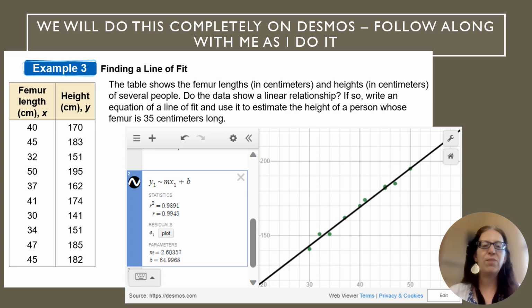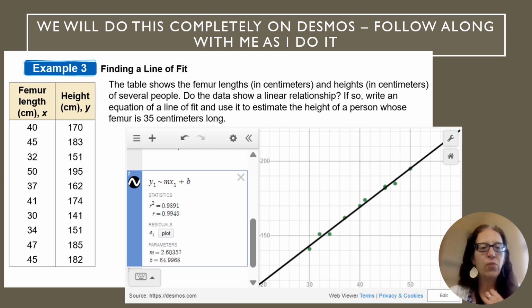So what I'm going to ask you to do if you're watching this at home is, if you have another device that you can play this video on, like you're playing it on your phone, grab your laptop and log into Desmos and do it with me. If you can't, watch the demonstration and then make some notes and then try to do it on your own, because the only way you're going to learn how to do this is by practicing it.